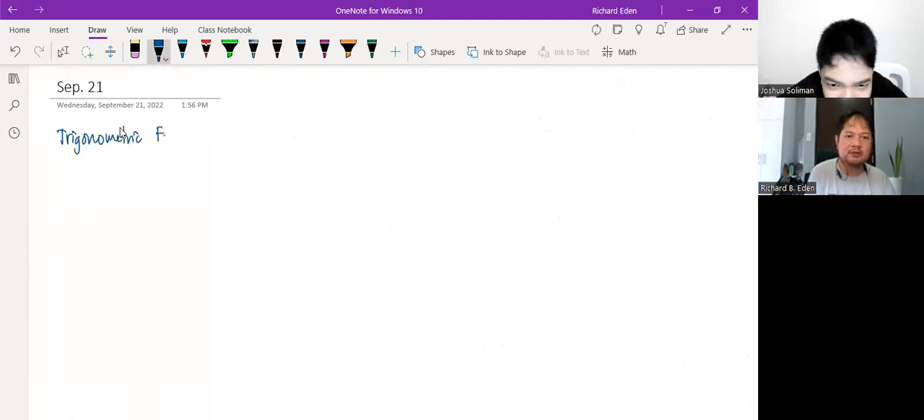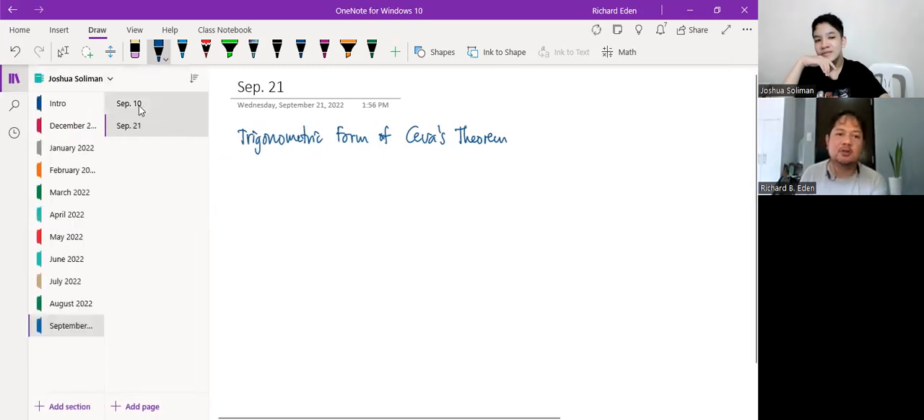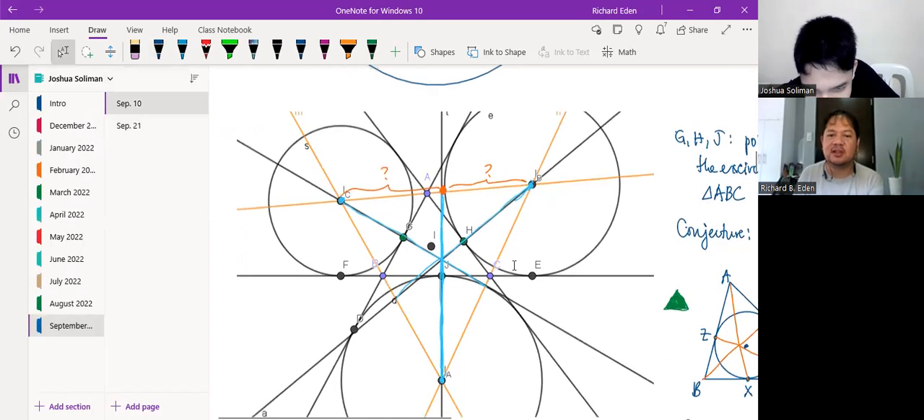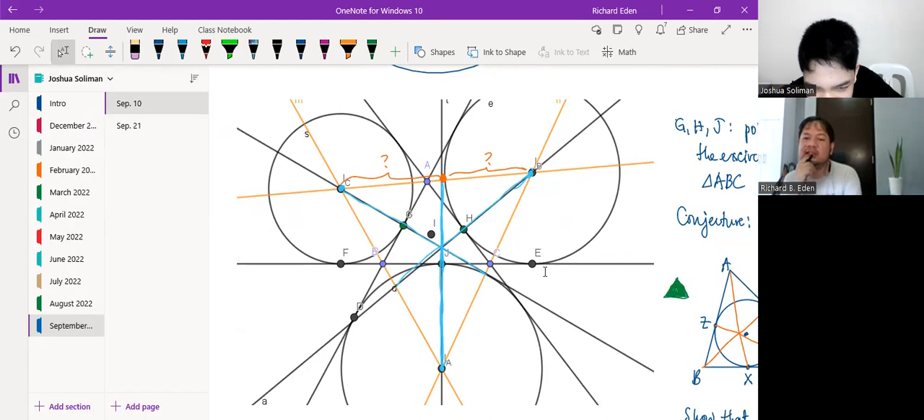I'm also thinking, since these involve the touch triangle, maybe it's a special point of the touch triangle. What's the special point of the touch triangle? The touch triangle GHJ in this drawing.